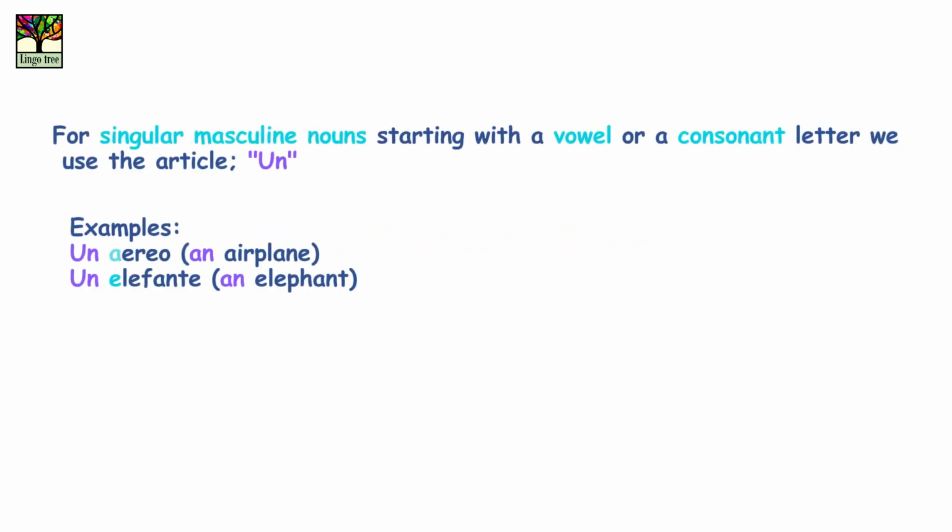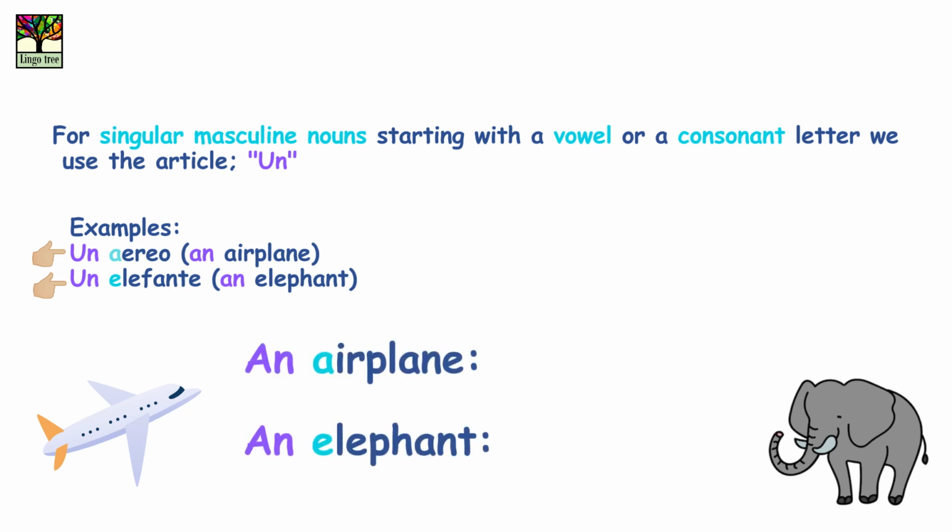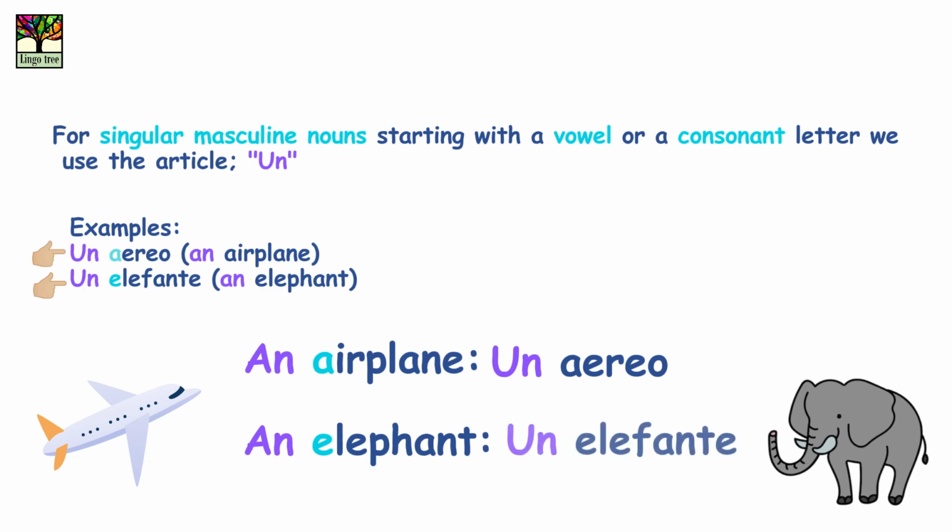For singular masculine nouns that start with a vowel or consonant letter, we use the article un. Let's have a look at the example below. In Italian, both airplane and elephant are considered singular masculine nouns and they start with a vowel or consonant letter. Therefore, in order to say an airplane or an elephant, we use the article un. Un aereo. Un elefante.